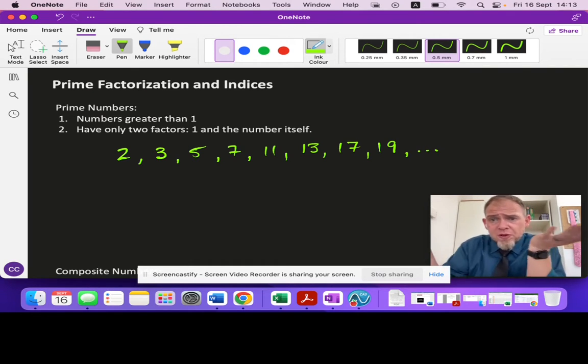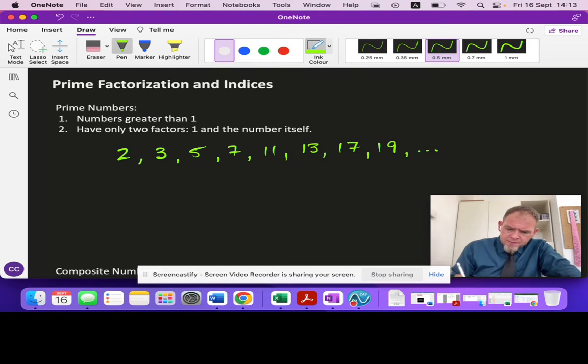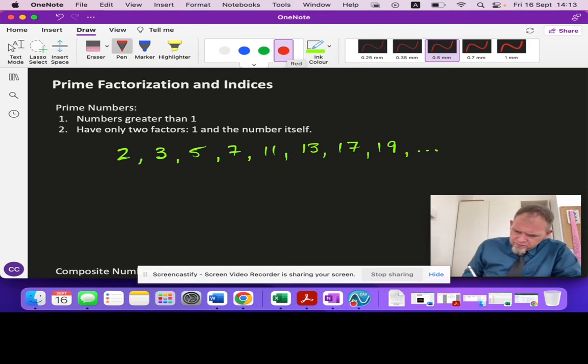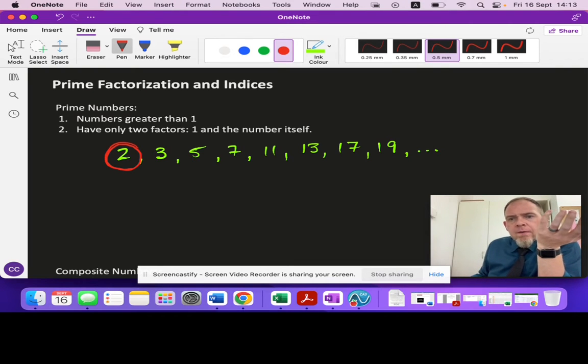And actually, prime numbers play a huge role in data security. It's used a lot with credit card numbers and things like that. You're going to notice something about them when you look at them. You notice 2 is an even number, and all the rest are odd.